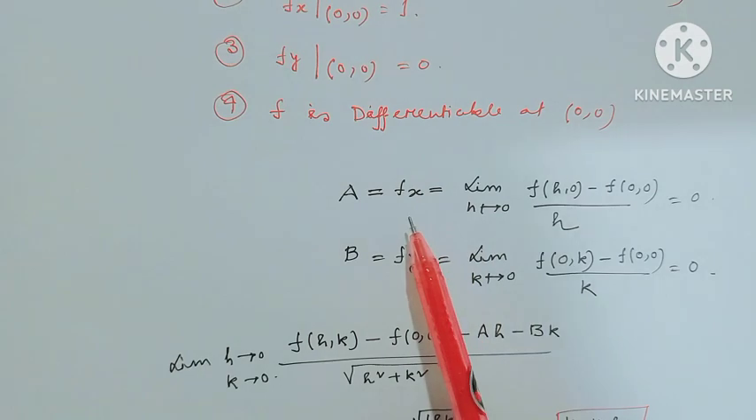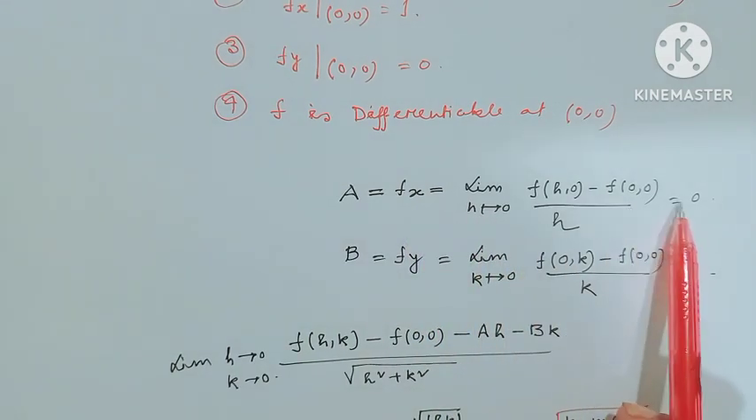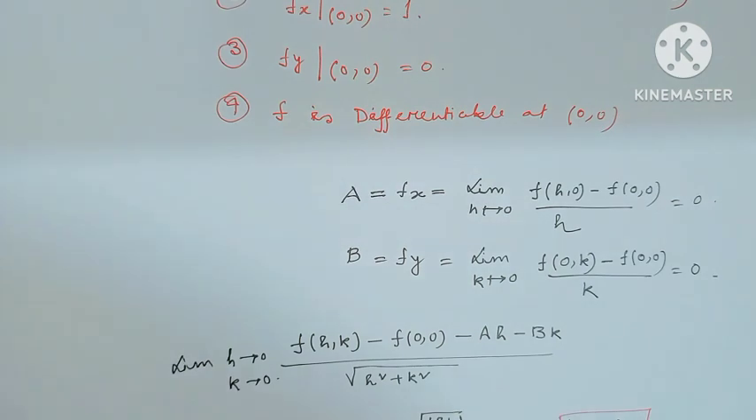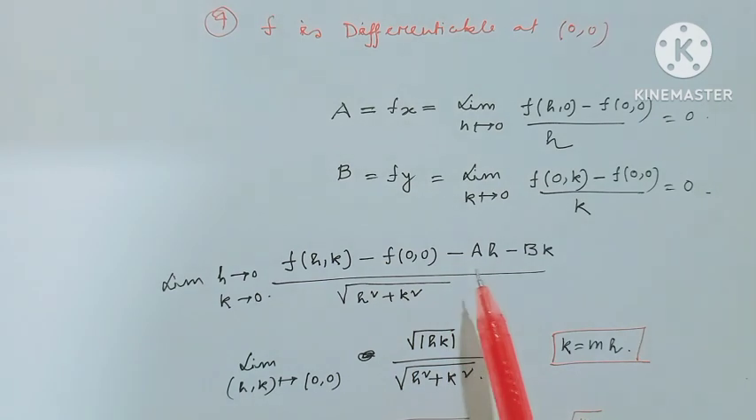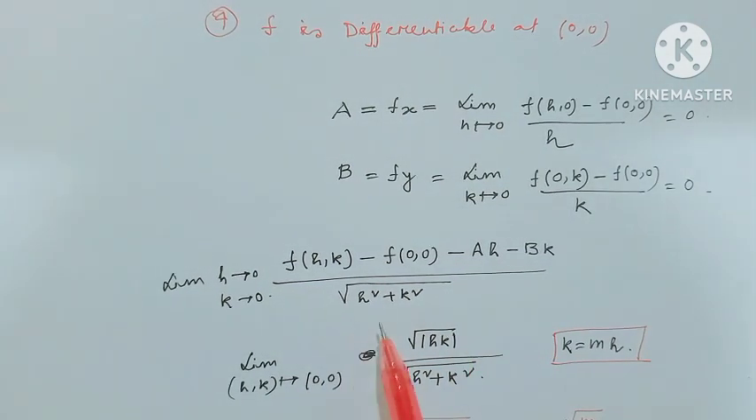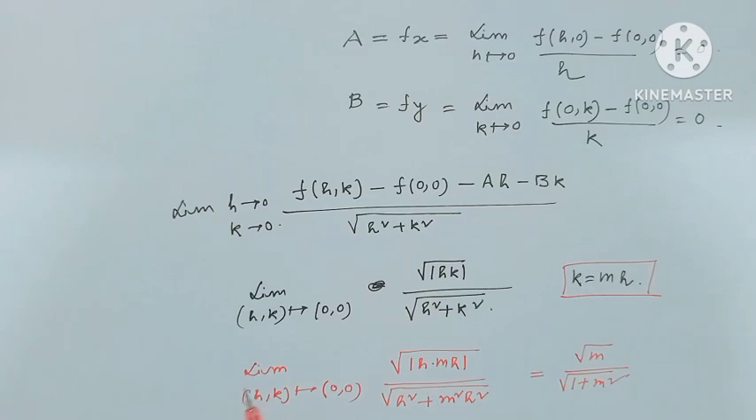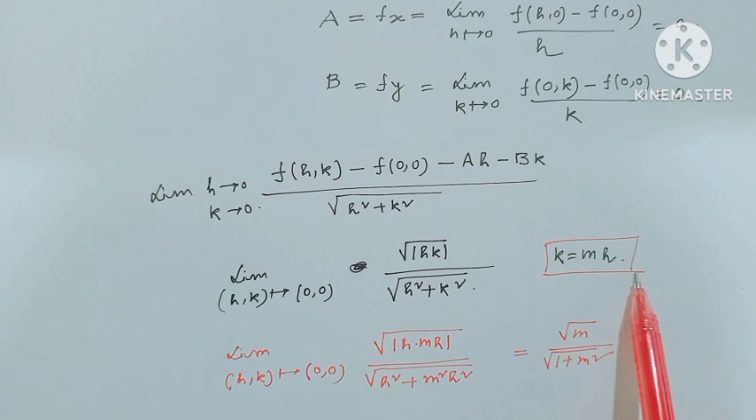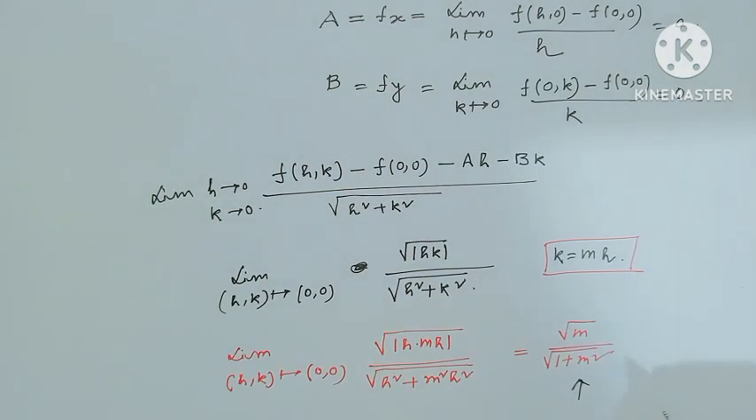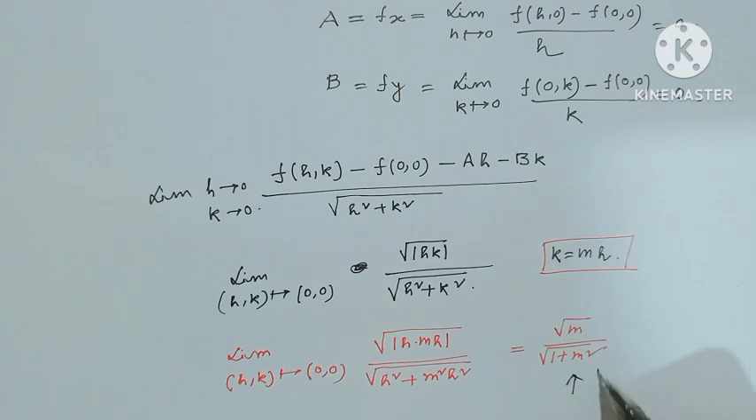For differentiability, the partial derivative with respect to x is 0 and the partial derivative with respect to y is 0. Then the limit as (h,k) goes to 0 of f(h,k) minus f(0,0) minus ah minus bk, divided by square root of h square plus k square. This value is the limit as (h,k) goes to (0,0) of square root of mod hk divided by square root of h square plus k square. If you put k equal to mh, then this value would be square root of m divided by square root of 1 plus m square. For different values of m, this limiting value is different.